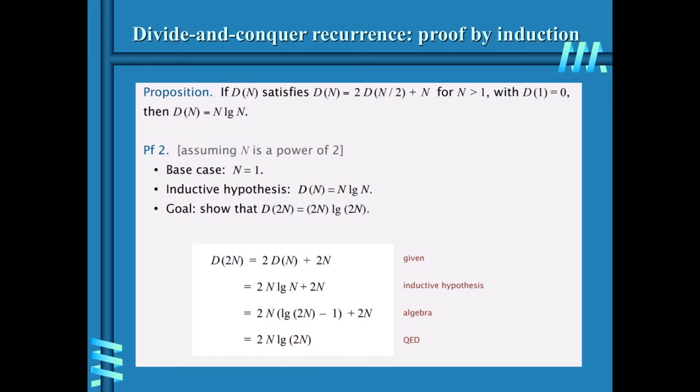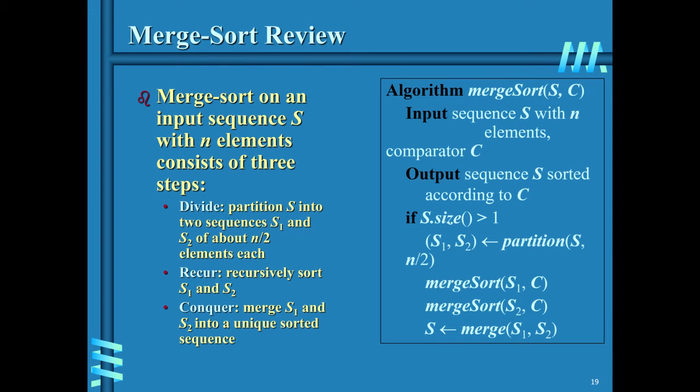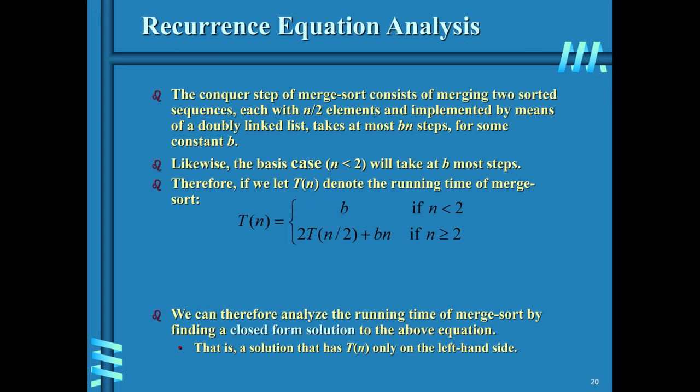And you can also use the substitution method to prove that. This is just one type of divide and conquer example. These methods can be used to analyze recursive algorithms, especially divide and conquer, where an algorithm with the following structure takes n log n time, right? Okay, so this is merge sort.